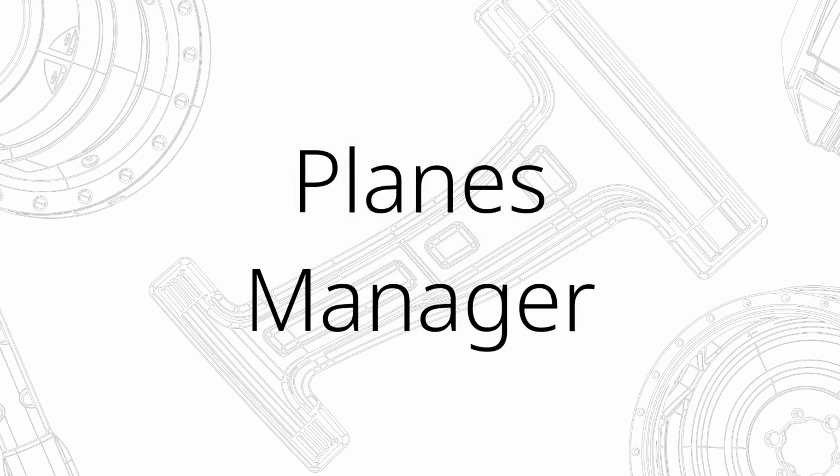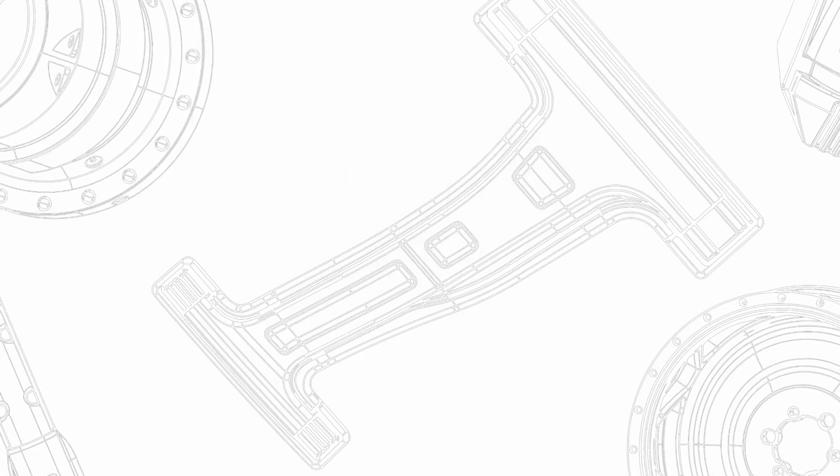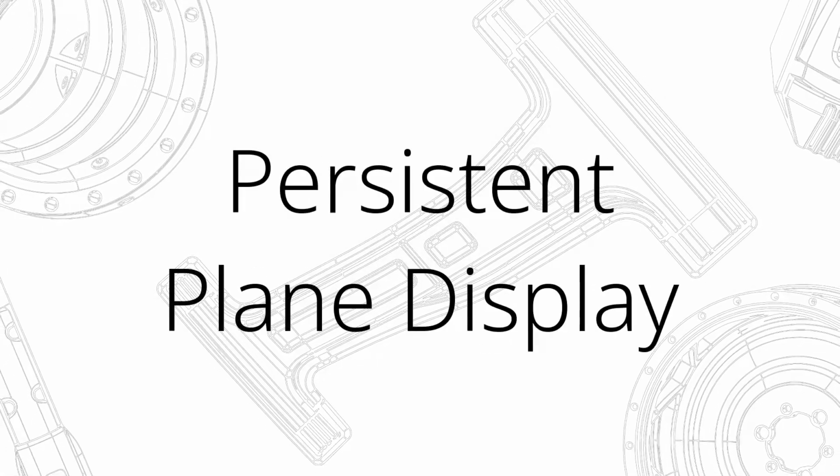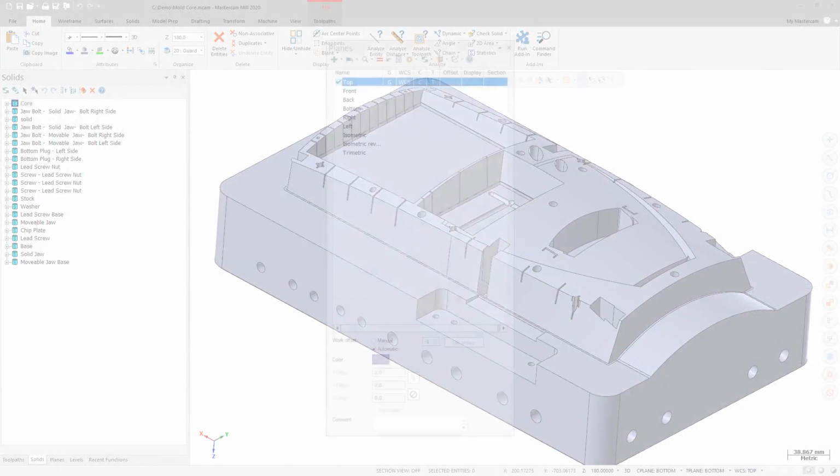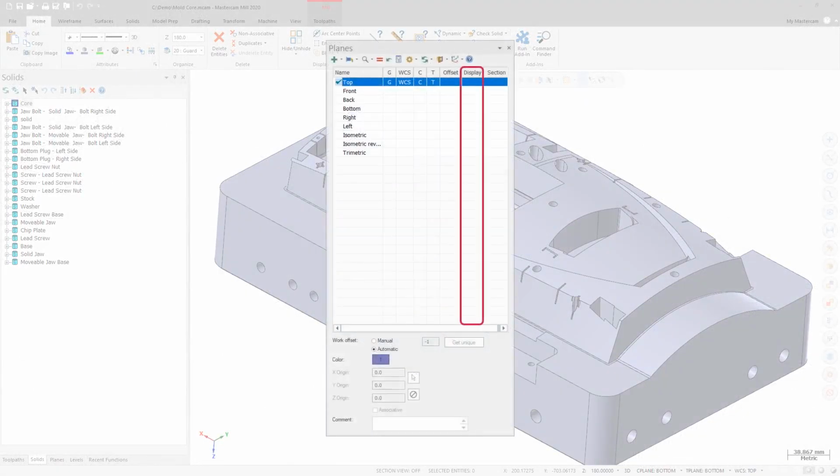There have also been numerous enhancements to the Planes Manager as well. In previous Mastercam versions, the display column in the Planes Manager determined which planes display when using Find a Plane from Plane. In Mastercam 2020, this column controls which plane gnomons display in the graphics area when the Show Gnomons button is toggled on. If you select the display column for a plane, an X will appear in the column.